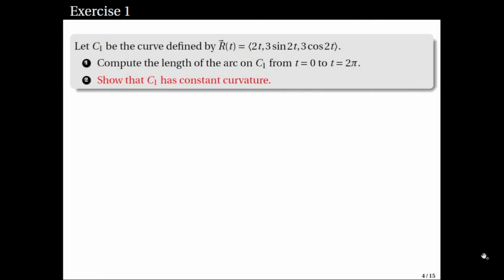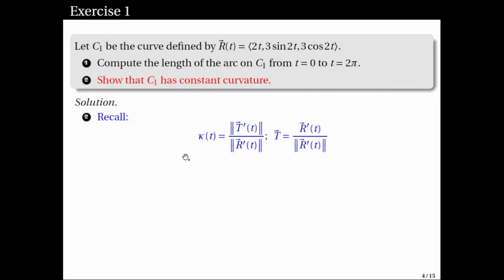For 2, we need to prove that C1 has constant curvature, and we do that by getting the exact value of the curvature of C1 at any point. But first, we recall that the curvature of a space curve is the norm of the rate of change of the unit tangent vector with respect to the arc length. And in terms of the parameter t, we have this formula.